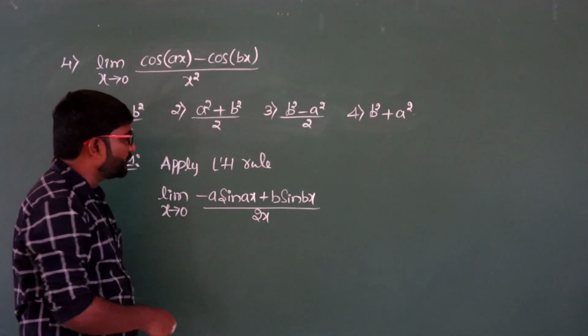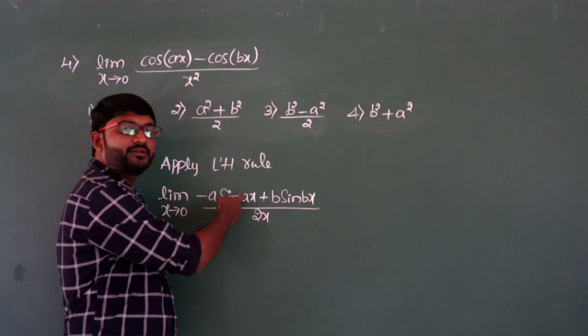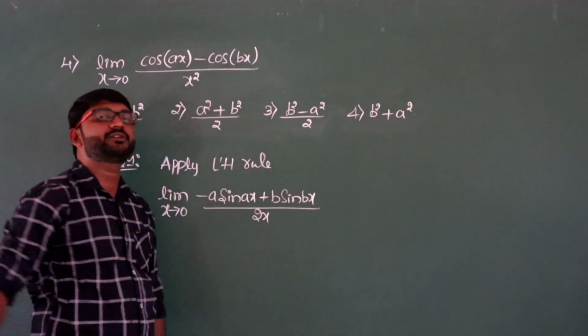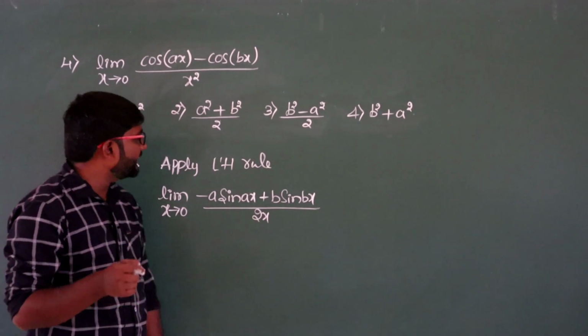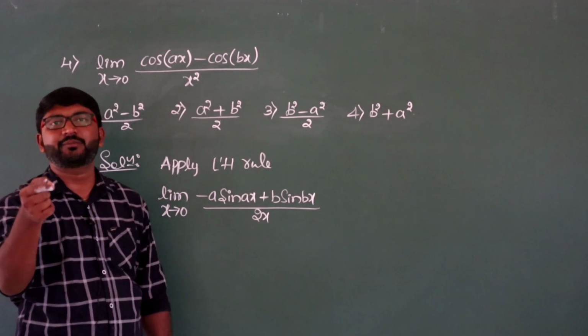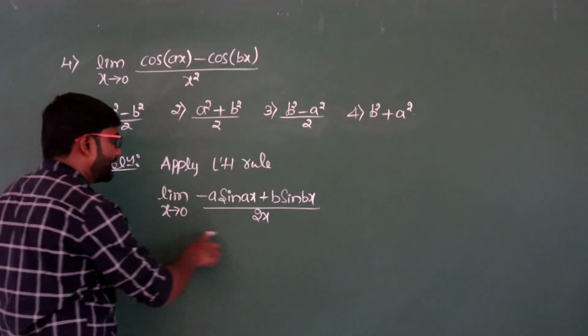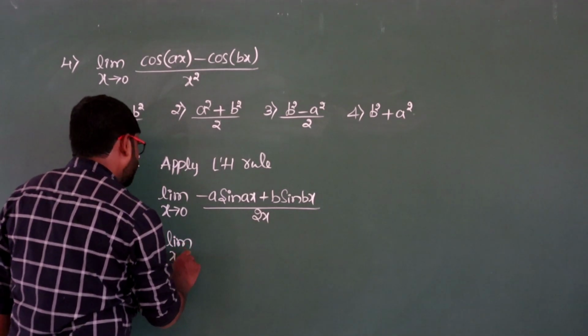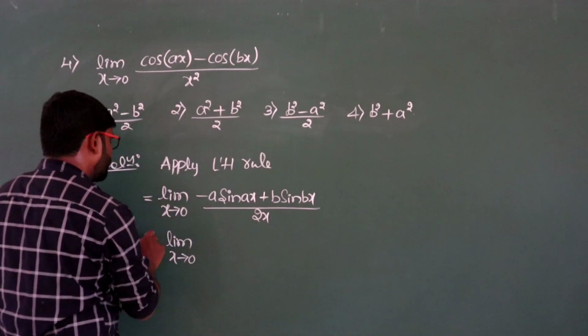X tends to 0 means we get sin 0, again here sin 0, 0 plus 0 it is 0, denominator is also 0 now. So even after applying the LH rule, we are still getting indeterminate form. That means once again we have to apply the LH rule. So again applying LH rule, limit x tends to 0.